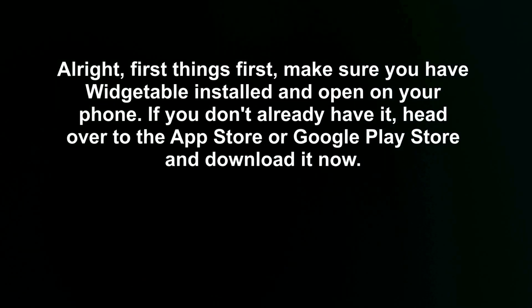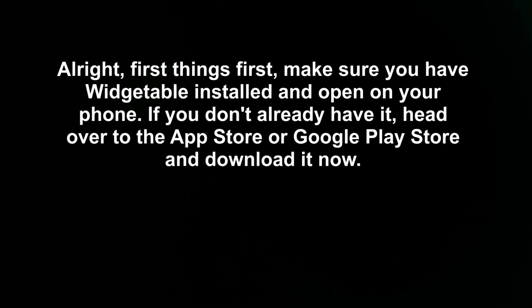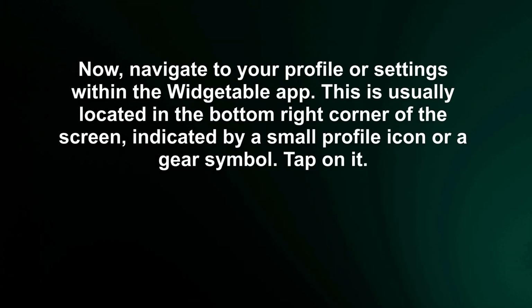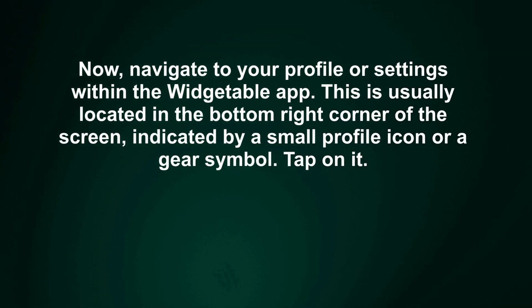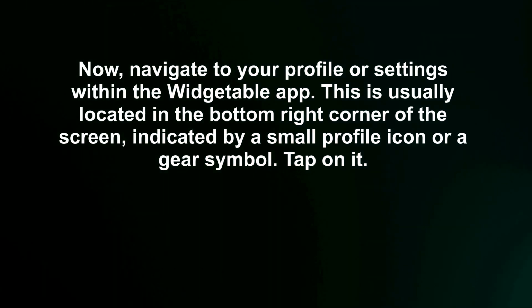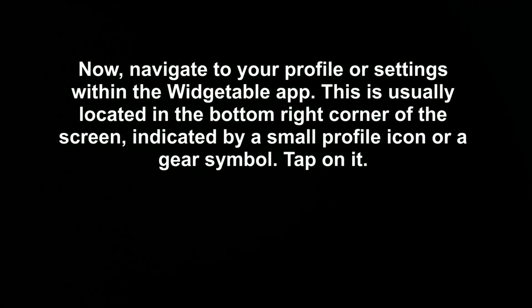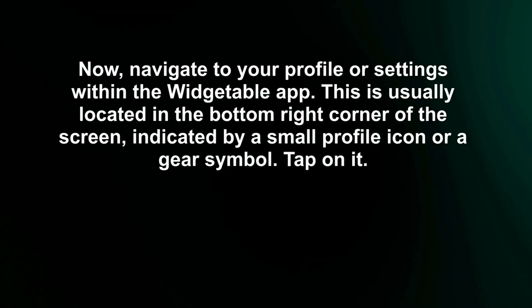If you don't already have it, head over to the App Store or Google Play Store and download it now. Now, navigate to your profile or settings within the Widgetable app. This is usually located in the bottom right corner of the screen, indicated by a small profile icon or a gear symbol. Tap on it.